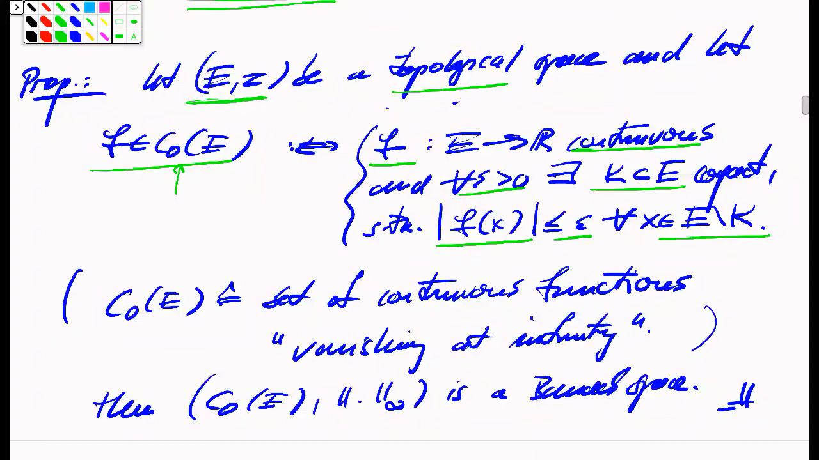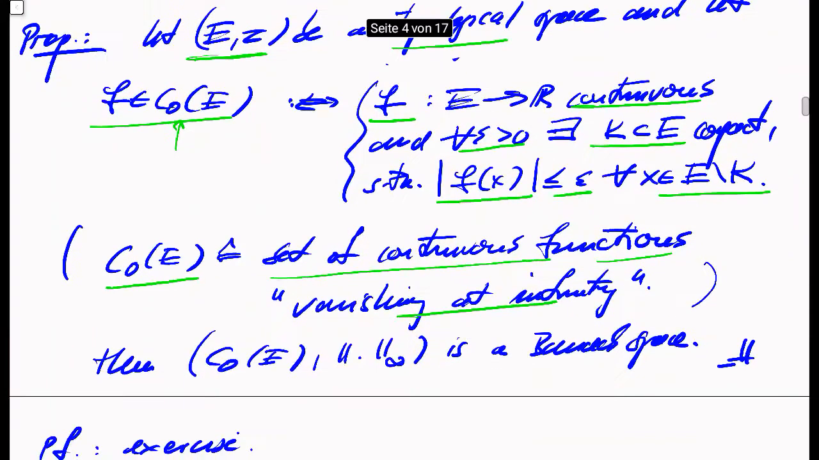So this says that outside of compact subsets, you can make the function arbitrarily small, provided you choose the compact set big enough. This is a way to say that the function converges to zero when you tend to infinity in this set E, but tending to infinity means that you lie outside of an arbitrarily or sufficiently large chosen compact subset.